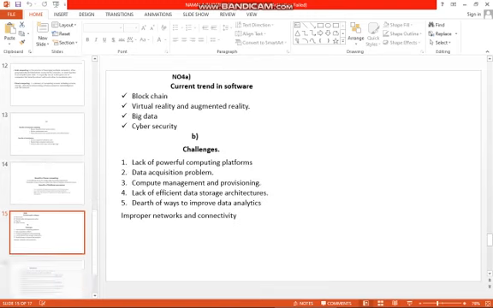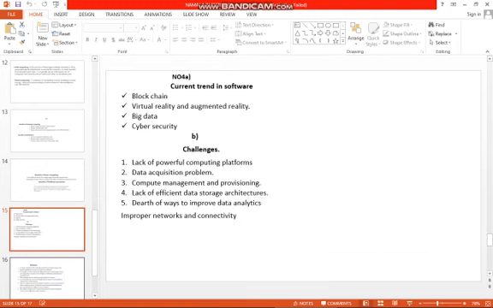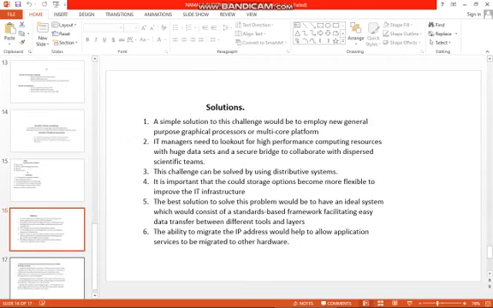We go on to slide 15. The current trends in software. We have blockchain, virtual reality, big data, cyber security. Challenges: lack of powerful computing platforms, data acquisition problems, computer management and provision, lack of effective data storage, improper network and connectivity.